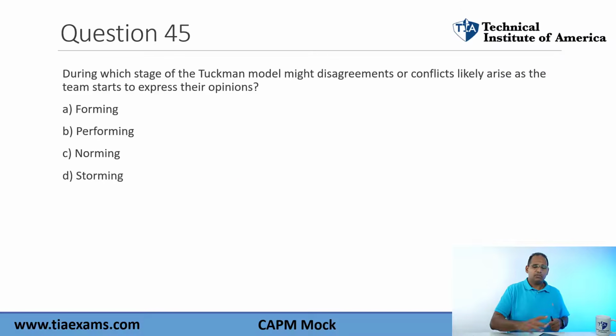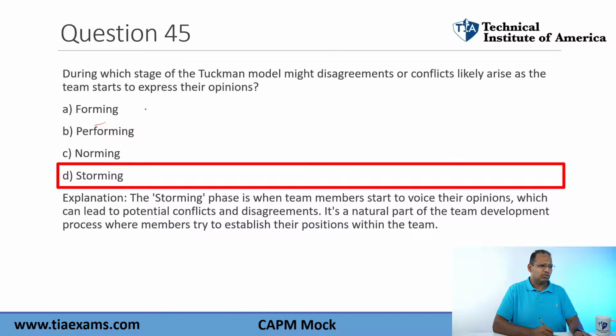All right, here we go with some more Tuckman questions. Again, know your Tuckman for your exam. During which stage of the Tuckman model might disagreements or conflict likely arise as the team starts to express their opinions? Forming, performing, storming, norming. The answer here, guys, is of course storming. If you are having conflicts, they're having some kind of issue on the project.